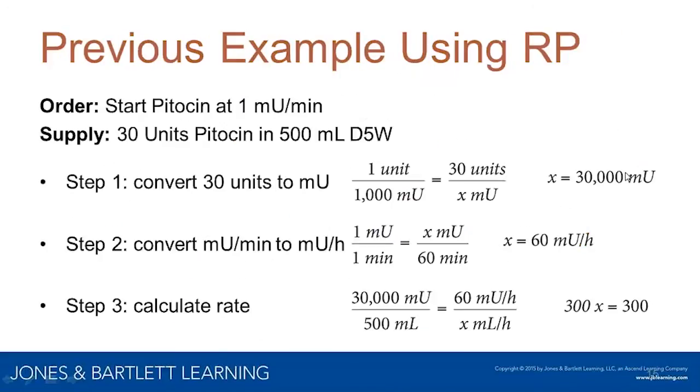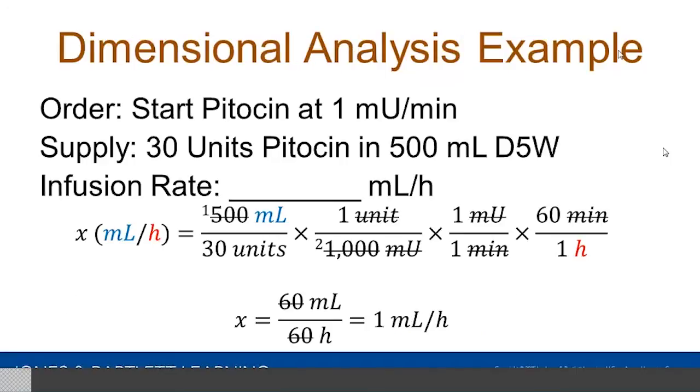Look at this example, which is something I use in the clinical setting all the time because I teach maternity. We have an order for Pitocin that starts at 1 milliunit per minute, and the standard supply for Pitocin for labor induction is 30 units of PIT and 500 milliliters of D5. So the students have to figure out how many milliliters per hour to set the pump to.